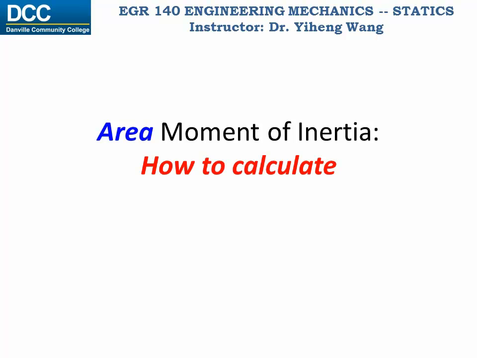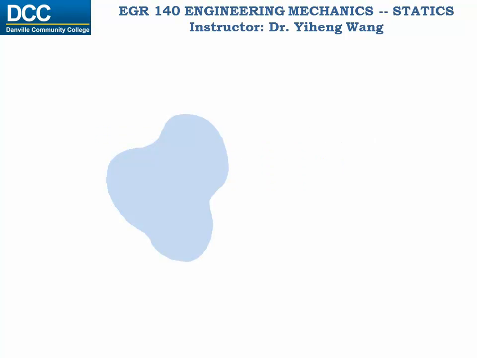In this video, we will learn how to calculate the area moment of inertia. For an area, the moment of inertia calculated about any arbitrary axis, say axis AA, is defined as the integration of R_AA squared times dA, integrated throughout the area. dA is the area of the differential element, and R_AA is the perpendicular distance between this differential element and the axis AA.